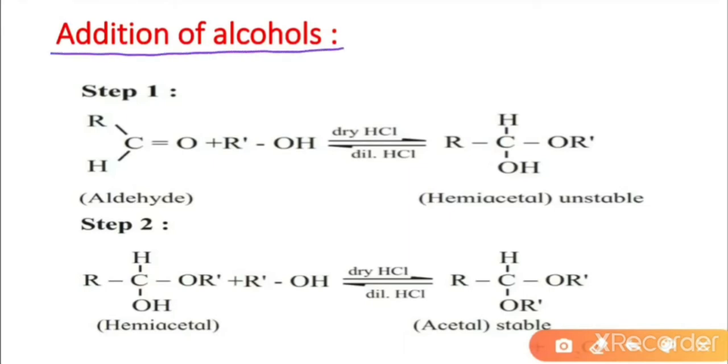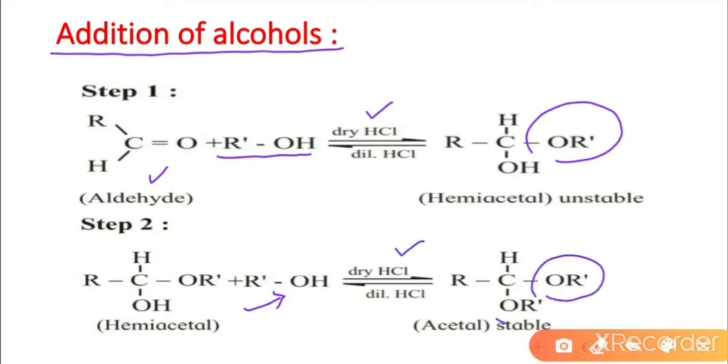Addition of alcohols. An aldehyde reacts with one molecule of alcohol in the presence of dry hydrogen chloride and gives an alkoxy alcohol known as hemiacetal, which further reacts with an alcohol molecule in the presence of dry hydrogen chloride and gives a dialkoxy stable compound called acetal, and the reaction takes place.